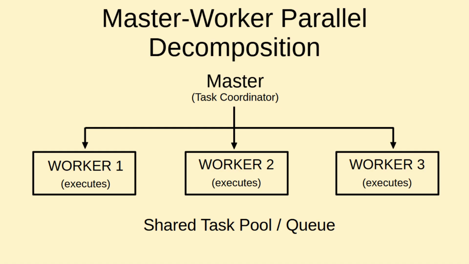Now we move from decomposition to program structure patterns. First is the master-worker model. The master-worker model is a parallel decomposition pattern where one central master process distributes work to multiple worker threads or processes. The master is responsible for dividing the problem into smaller tasks and assigning them to workers. The workers perform computations independently and return results.